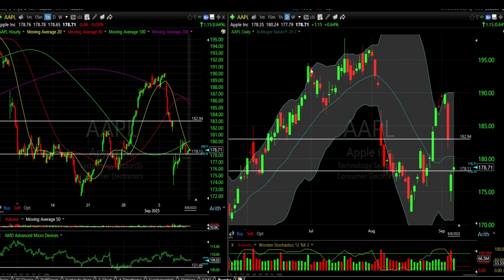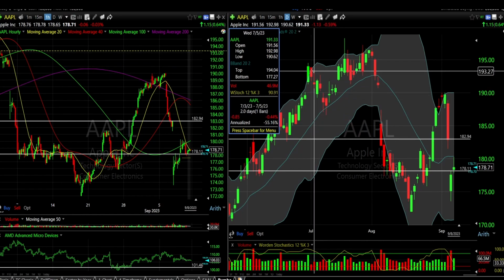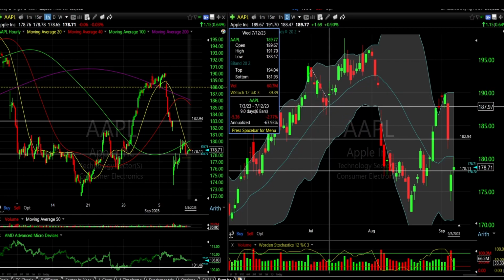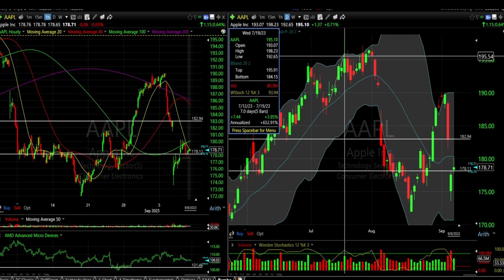As you can see, Apple also does this here. It goes from the edge downwards all the way down to 188. From 193 to 188. Absolutely incredible. 5-point put. Then it starts going upwards from 188 all the way to 196. That is an 8-point call.